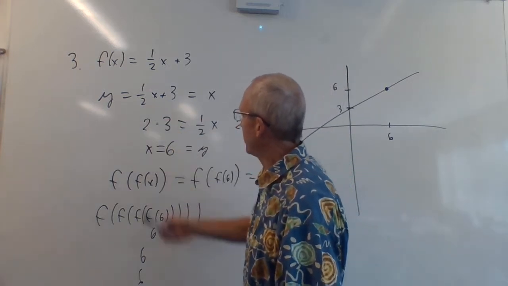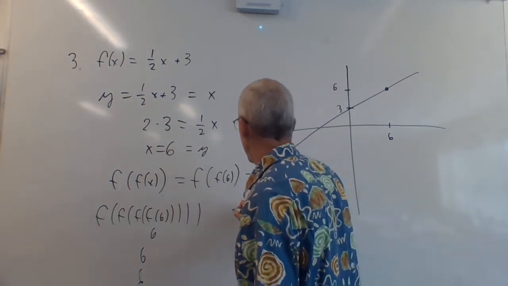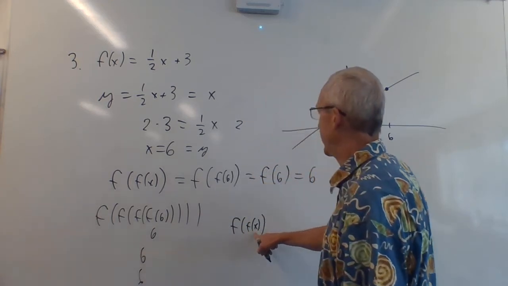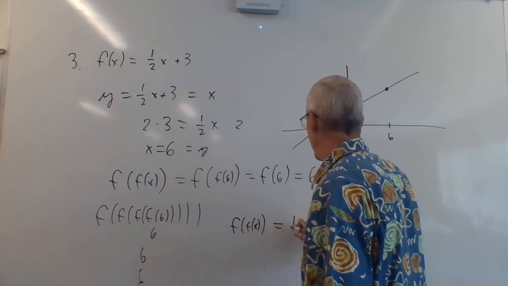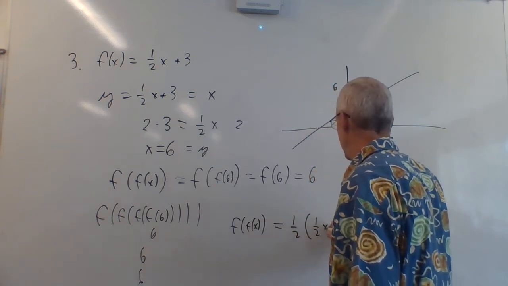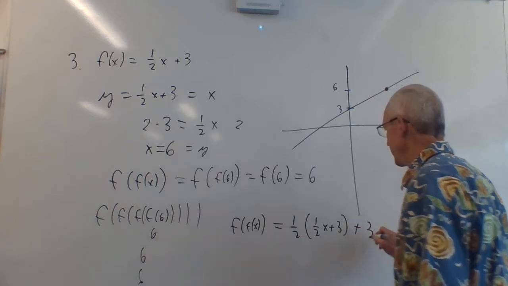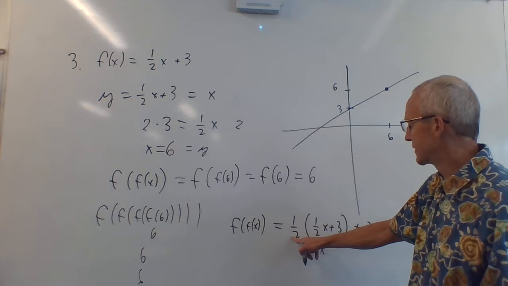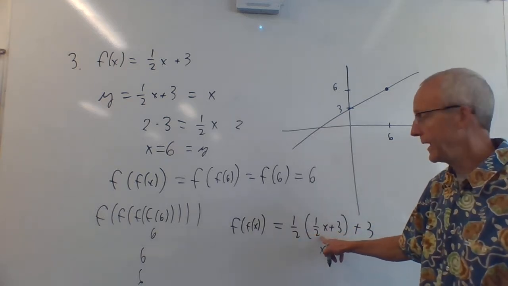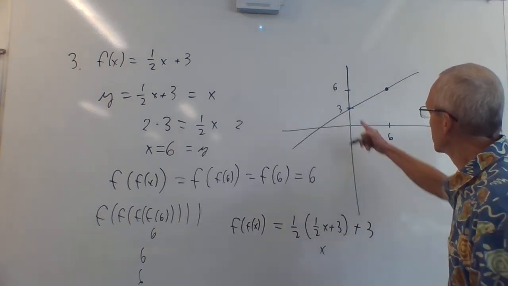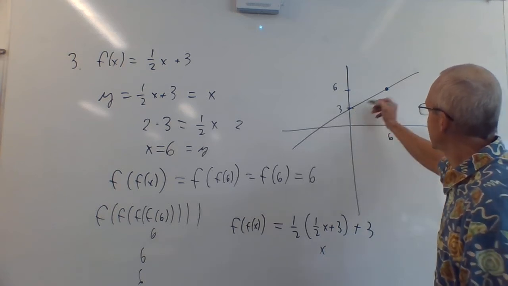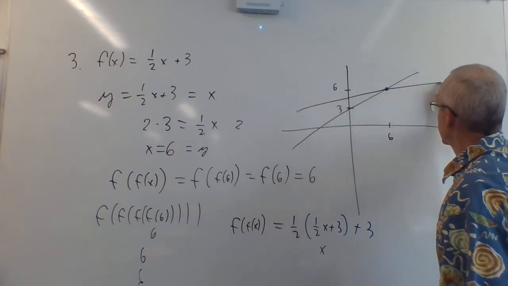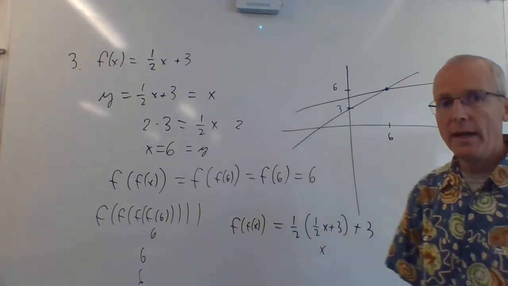Now, if we do f of f of x, we plug in f of x for x. So we have 1/2 times (1/2 x plus 3) plus 3. Now notice the slope is just half of half. The slope is half the slope. The next slope is less steep, and we know it's got to go through 6. So we just draw a slope that's a little bit less steep. That's half the slope of the original one.